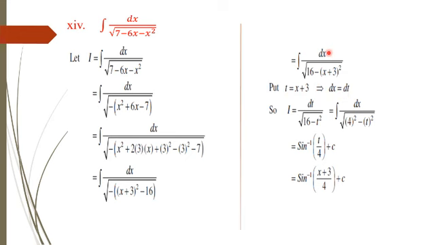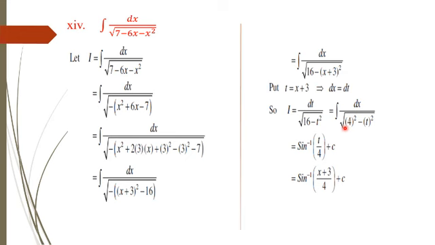Replace the value dx by dt. We have 16 minus t square, and 16 can be written in the form of square. That means 4 square minus t square integration, and here you will have dt.